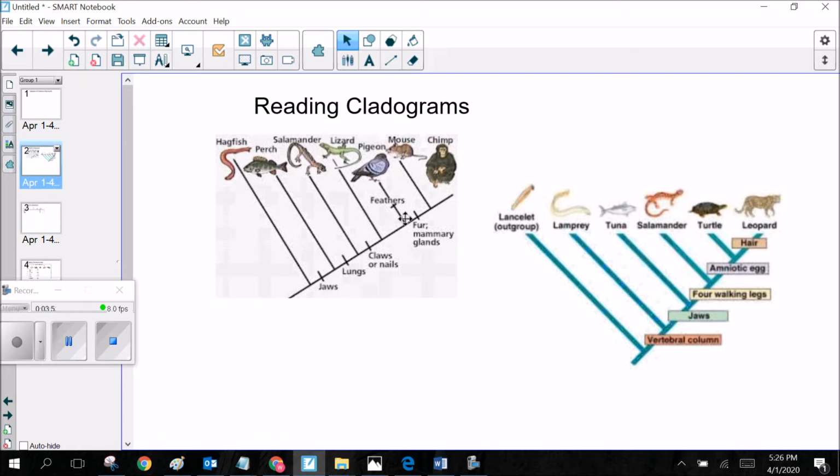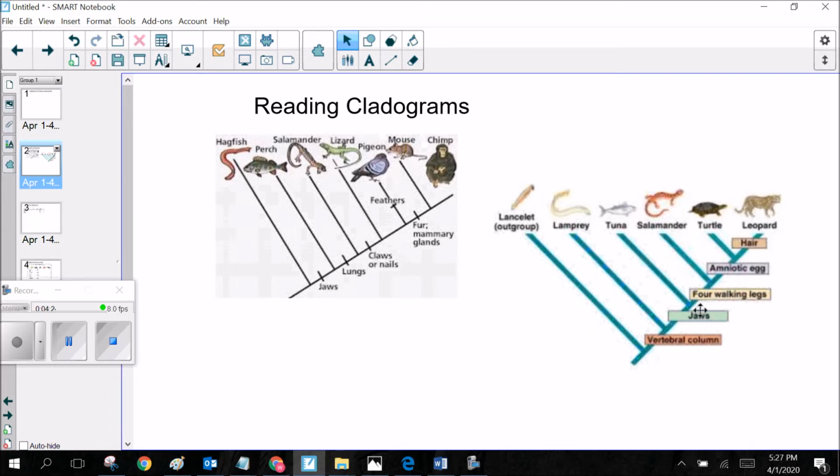And then we have things like feathers. Feathers evolve right here, and that allows for the pigeon. Before that, there weren't feathers. Then we have fur evolving over here, and that allows for mammals like mice and chimps, but before that, nobody has fur. So when you look at a cladogram, how you read it is you go to the trait, and anything to the left of that trait doesn't have it, and anything to the right of that trait does. None of these, salamander, perch, nor hagfish, have claws or nails, but lizards, pigeons, mice, and chimps do have claws and nails. So that's awesome.